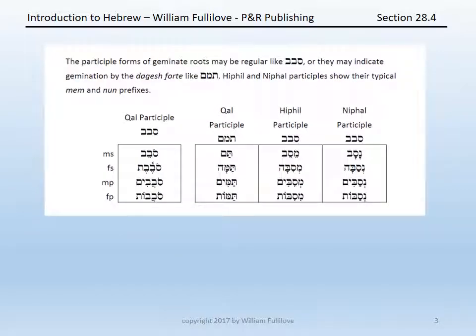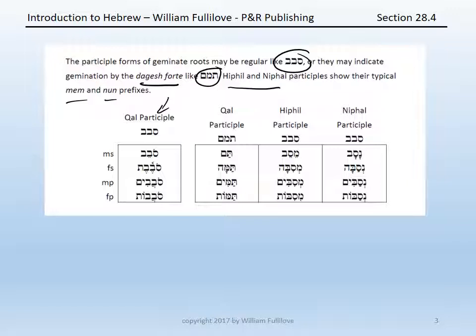When we turn to the participle, geminate roots have two options. They may, like savav, be regular in form, or they may, like tamam, indicate the gemination by the presence of a dagesh forte in the geminate letters. Hifil and nifal participles will show the typical mem and nun prefixes you would expect. So consider these four forms.